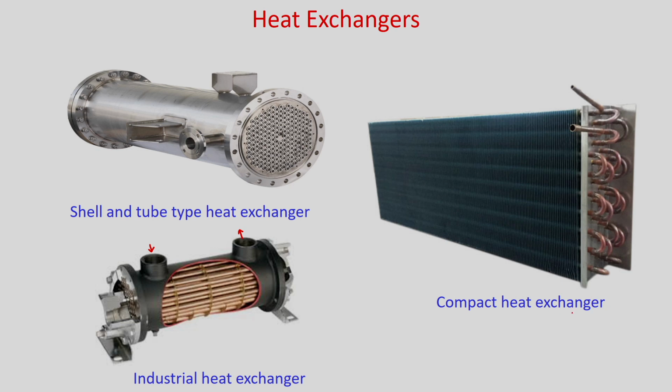This is one example of a compact heat exchanger. In a compact heat exchanger you can see that the heat transfer area to volume ratio is very high. It is more than 700 meter square per meter cube. Here you can see there are fins and the heat transfer area is increased, and through this tube hot fluid flows and it is to be cooled. From outside, maybe there will be an external fan or forced convection which actually cools these fins, effectively cooling down the hot fluid inside the tubes.